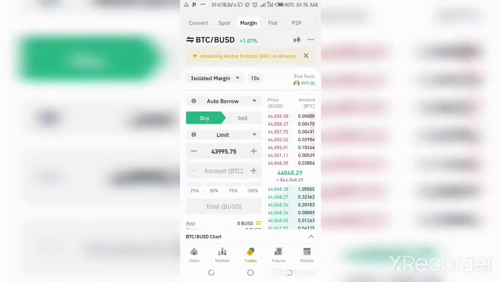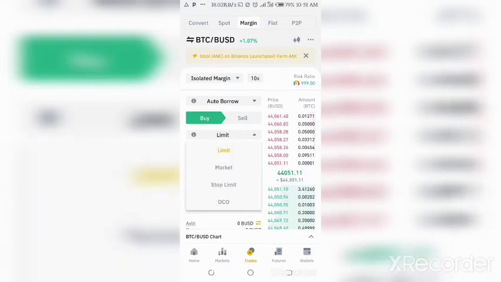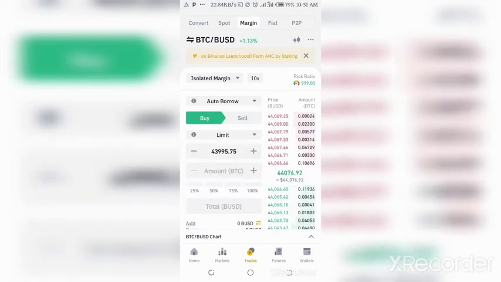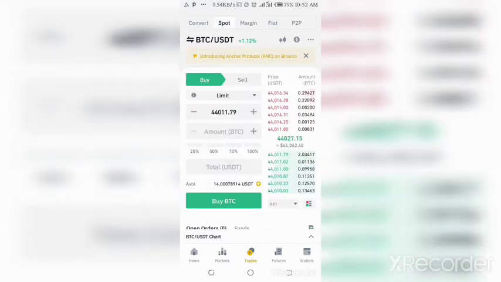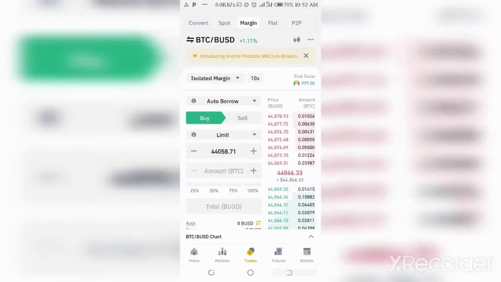So like margin trading, I told you the interfaces are the same. The interface is the same, even the order types are the same. So the only difference here is in the leverage. When you go back to spot, there is nothing like this. When you come here, you see there is this times 10 multiplication.